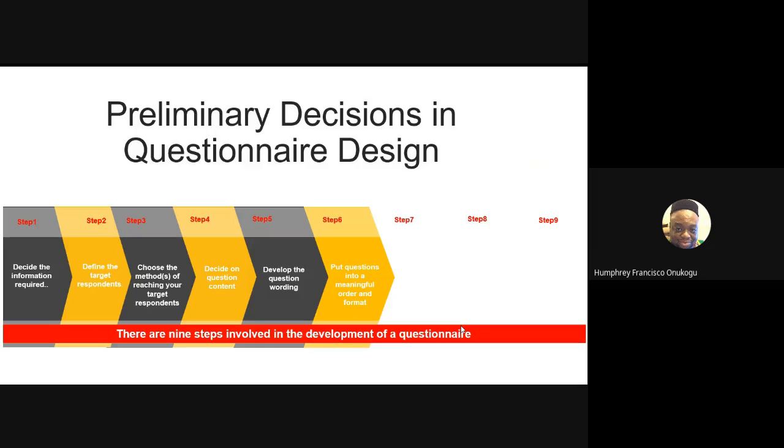The next step is to put the question into meaningful order and format. Sometimes you can have good questions, you can have good information, you already know your target audience, you already know how you want to get them. If the arrangement is not proper, the whole aim will still be defeated.